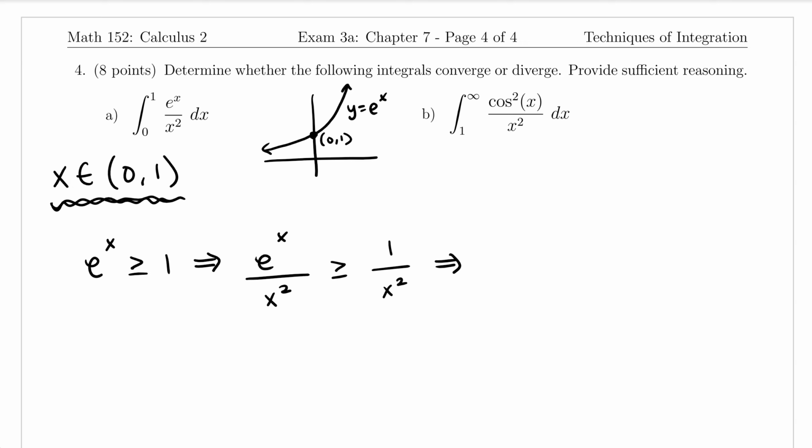And so essentially from this, from the direct comparison test for integrals, we have that the integral from 0 to 1 of e to the x over x squared dx has to be greater than or equal to the integral from 0 to 1 of 1 over x squared dx.